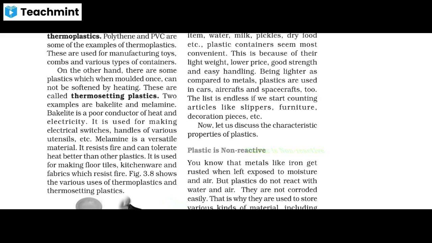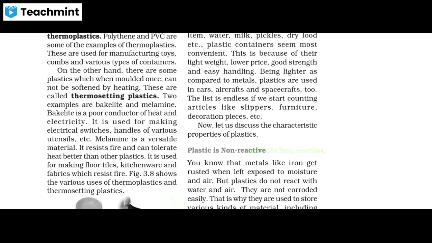Bakelite is a bad conductor, a poor conductor of electricity as well as heat. Therefore, it is used for electric switches and handles of various utensils. Whereas melamine is versatile in its nature, used for making floor tiles. It is not reactive to fire, and its tolerance is more. Tolerance of what? Tolerance of fire or heat.